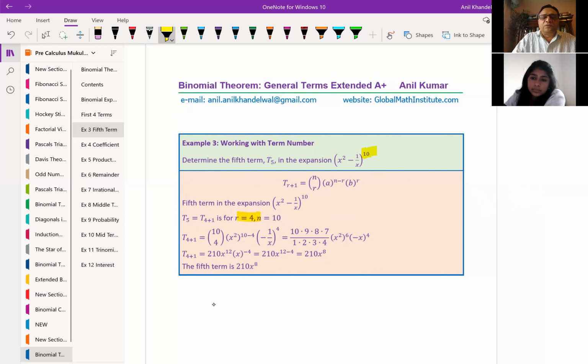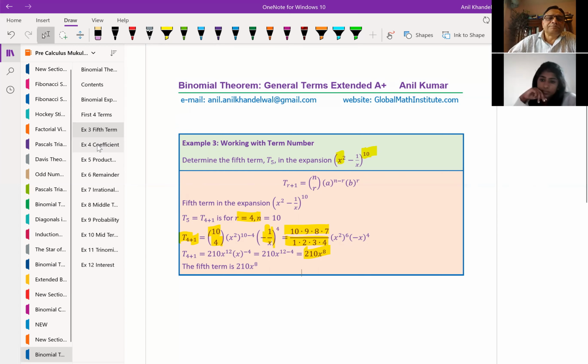R value is 4 for us, so we know T of 4 plus 1, which is the fifth term, will be 10C4, and the terms are a is x squared, b is minus 1 over x. Substitute these two and calculate. If the calculator is not allowed, then this method is very good, right? 10C4 means 10, 9, 8, 7 over 1, 2, 3, 4. Cancel out most of the terms and get your answer. And we get 210 x to the power of 8 as our answer.